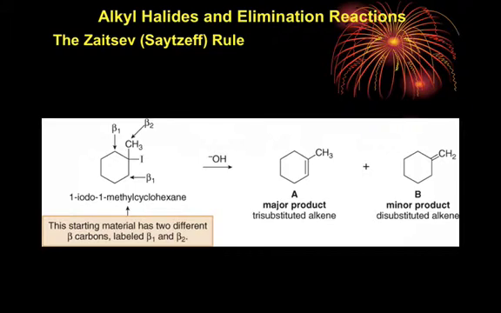And so if we run this reaction and do an E2 elimination, we would expect to get two different products. The product where we lose the hydrogen from beta 1 and the halogen to give product A, or where we eliminate the hydrogen from beta 2 and the halogen from the alpha carbon and get product B. Okay? Notice the major product and the minor product.